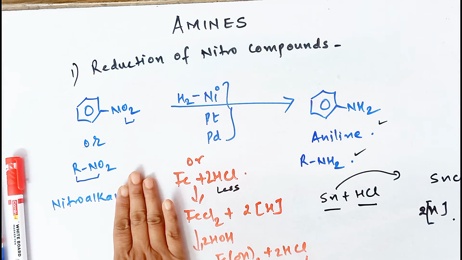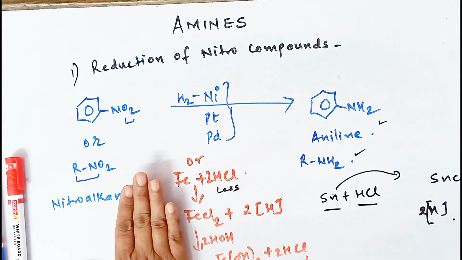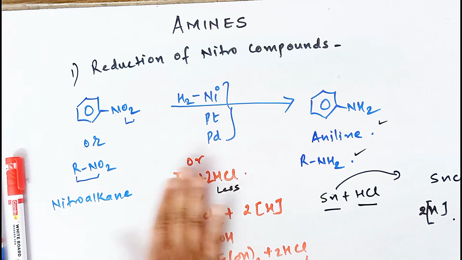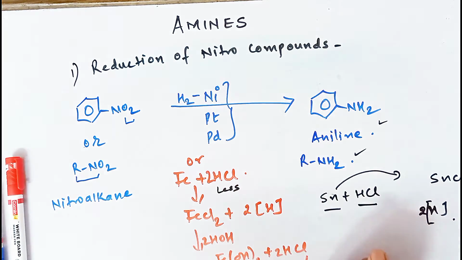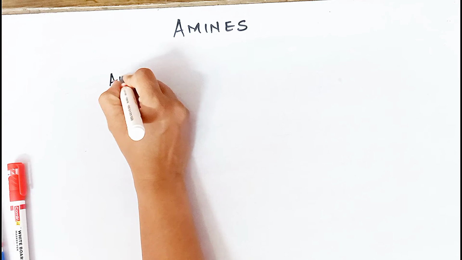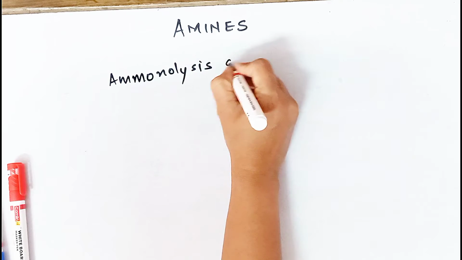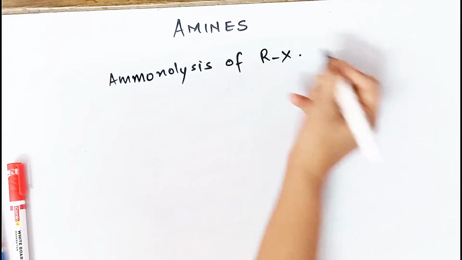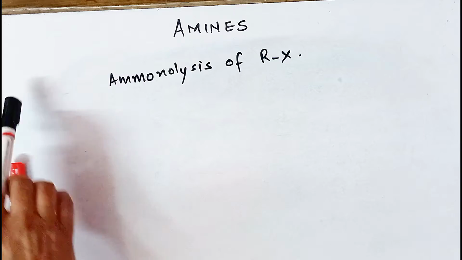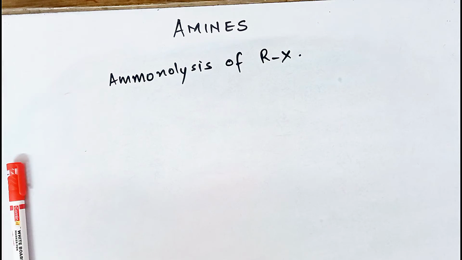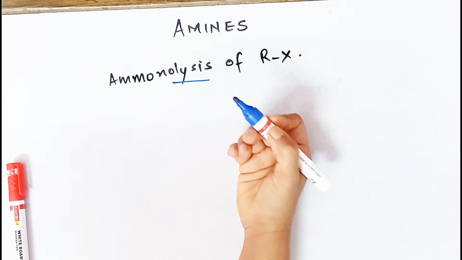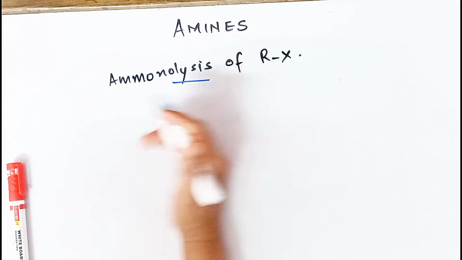Now why is the iron method the best method? Because less usage of acid is required, and at the end of the reaction lots of hydrochloric acid is produced. Let's go to the second method, which is quite an interesting method. In the second method we are going to do ammonolysis of alkyl halides. This is a very interesting method, ammonolysis of alkyl halides, children. So RX means alkyl halides and ammonolysis means breaking, lysis means breaking a bond, using ammonia.